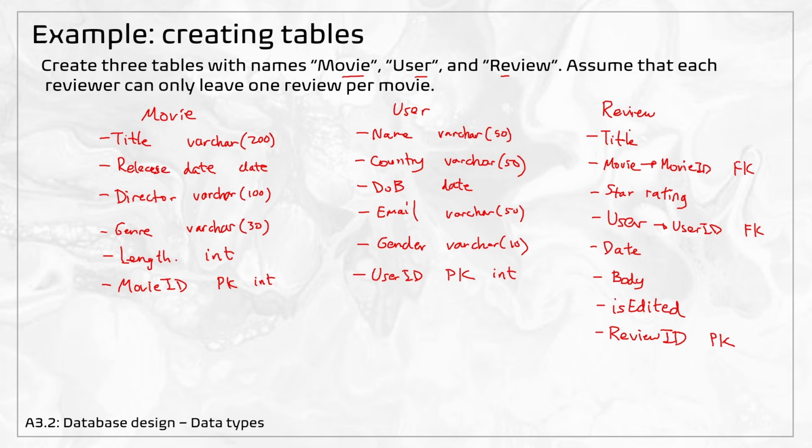Now for the review table, a title again is just going to be a varchar, and we can set the limit of the title to be, let's say, 100 characters. Movie ID, of course, is going to be an integer. We've already defined that. Star rating is going to be an integer as well, from 1 to 5. User ID, again, will be an integer, like we've defined earlier. Date written is just going to be a date again.